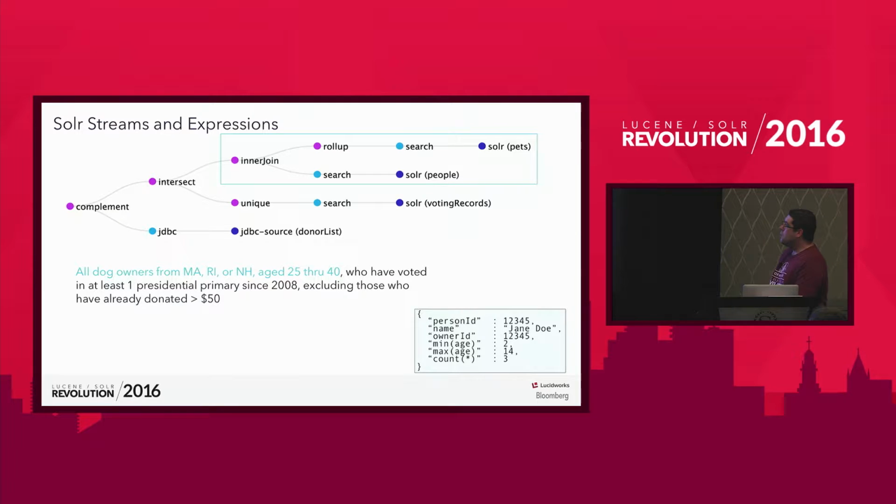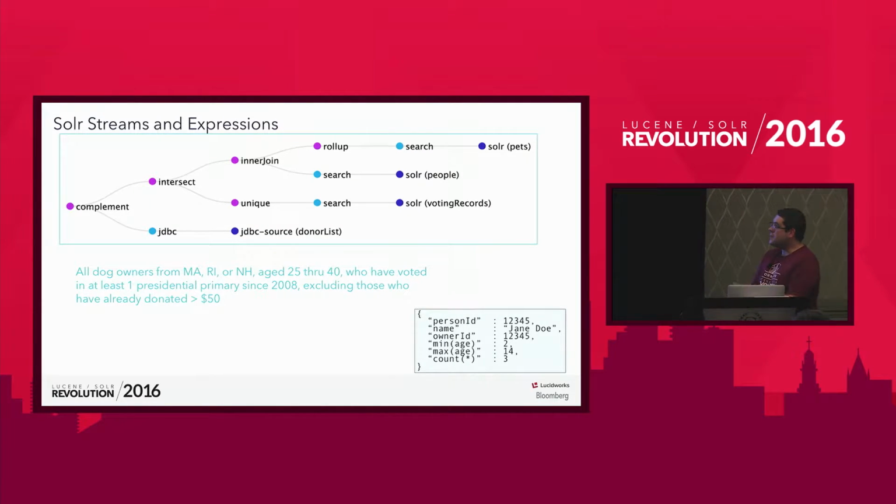And then we want to find out everyone who's voted since 2008 in a presidential primary. Let's say we have a collection with voting records in it. We can just do an intersect on that search. Say, only give me the people that exist in both sides, right? So that's pretty simple. And then we want to exclude anybody who's donated more than $50. The data for this exists in a database. It doesn't exist in Solr, right?